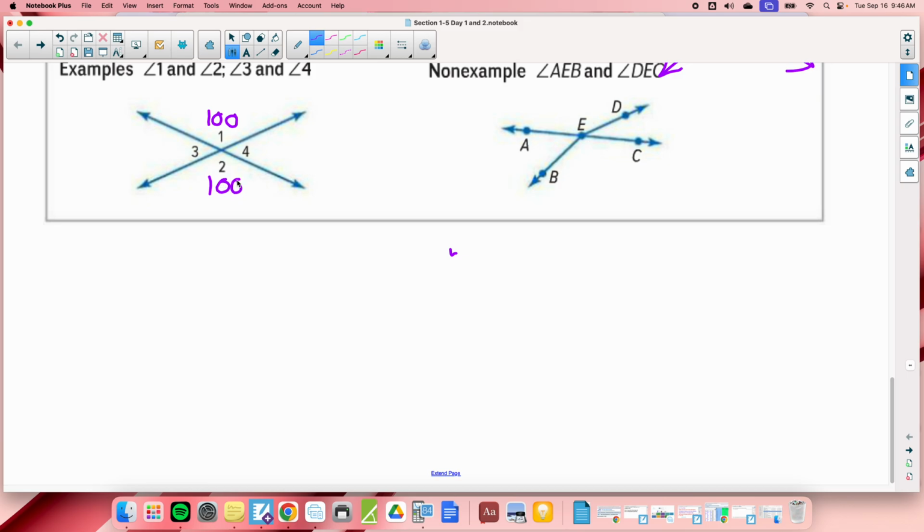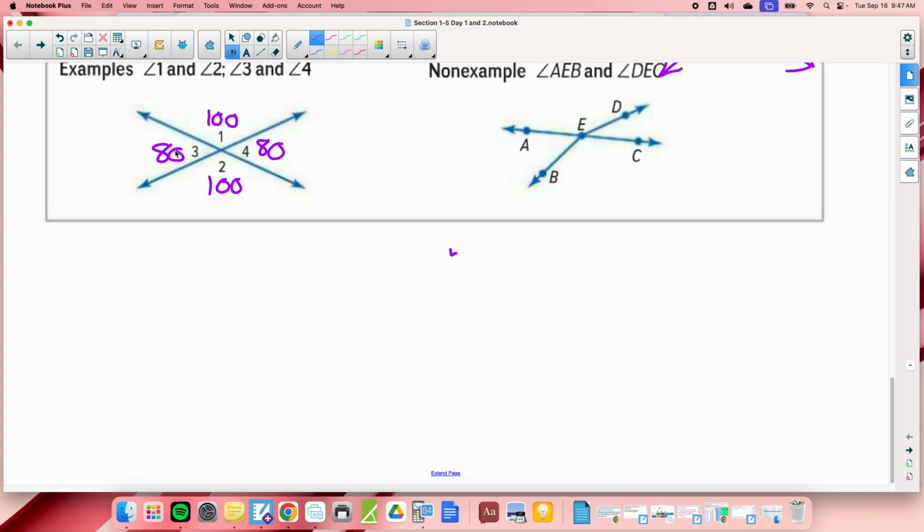Okay. What about that one? 80. How do we know that's 80? These 2 form a straight line, right? And when 2 angles form a straight line, they add up to 180. And then what do you guys think that would be? 80, very good. All right.